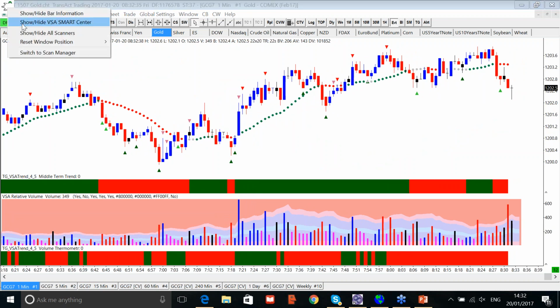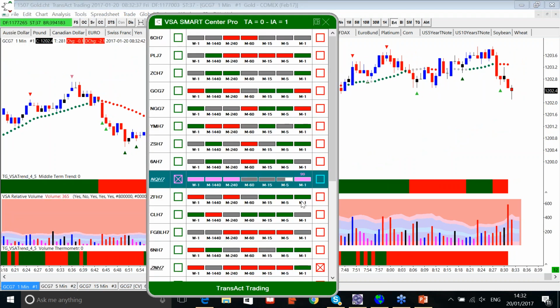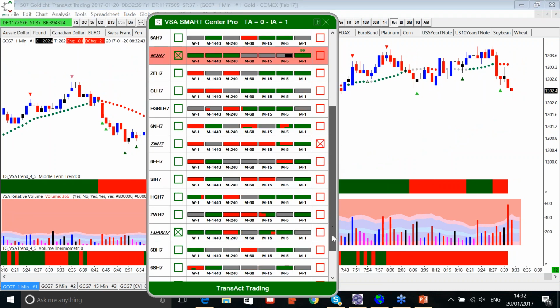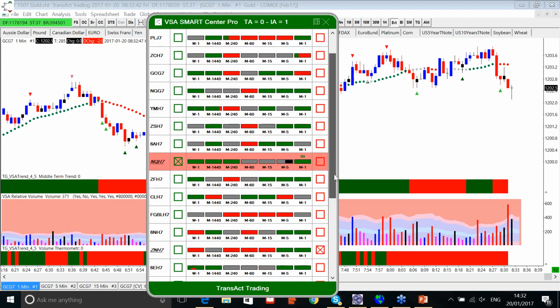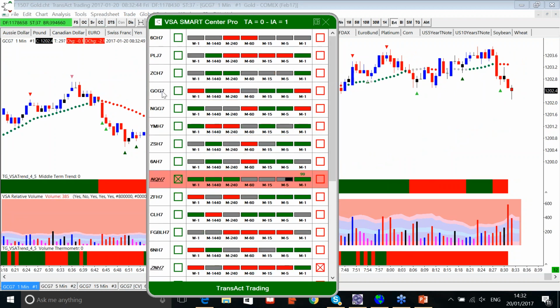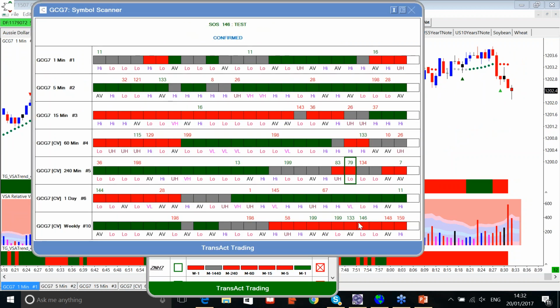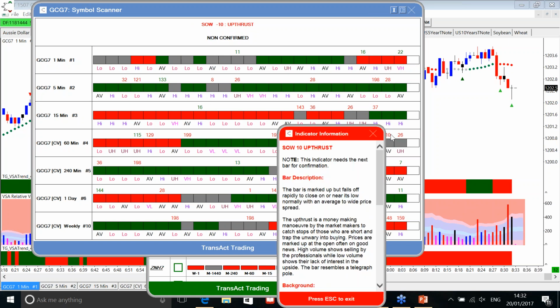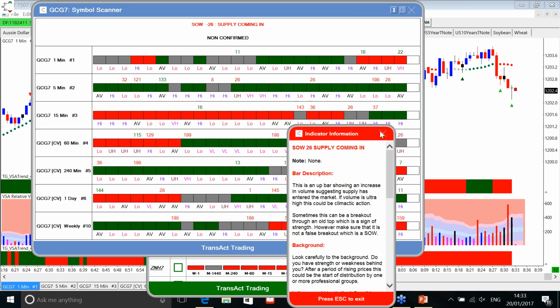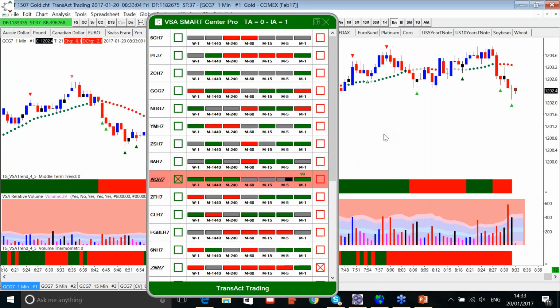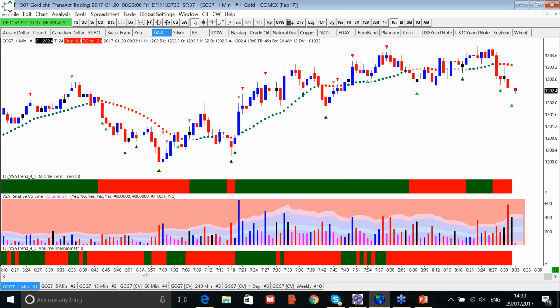And let's just put Smart Center Pro on. Yeah, you can see here at the moment it's starting to turn negative on the 1-minute time frame, just here. These are still green, but everything's red on the bigger time frames. And actually what we've got on the 60-minute chart is an upthrust. Now that is a good sign, with supply coming in for lower prices. So again, this could be a potential short.